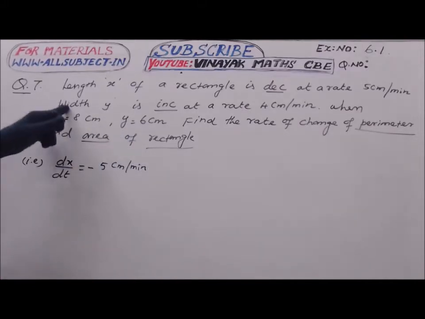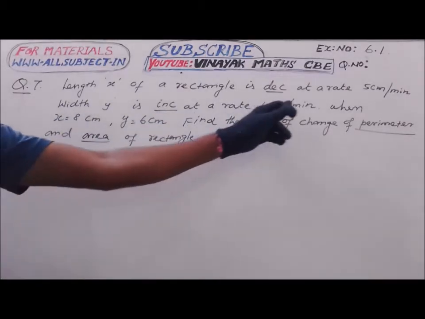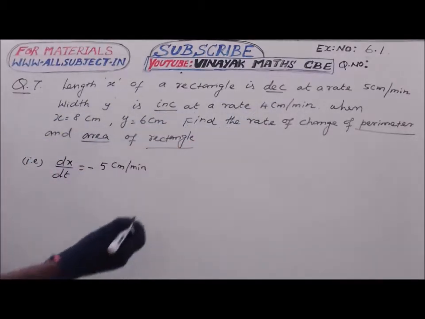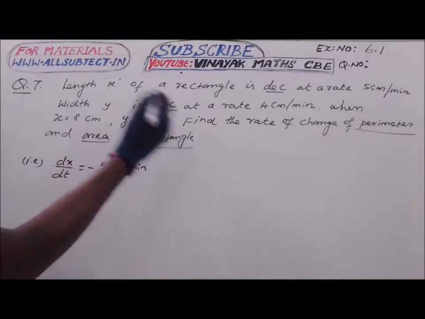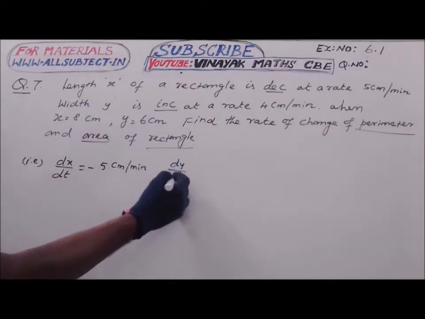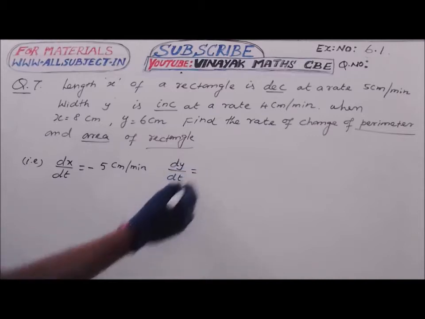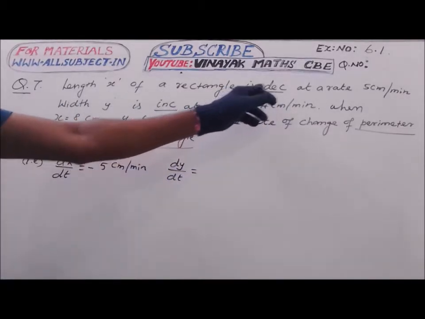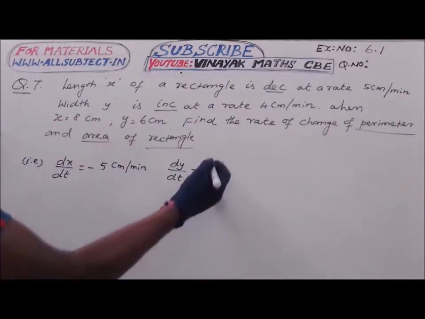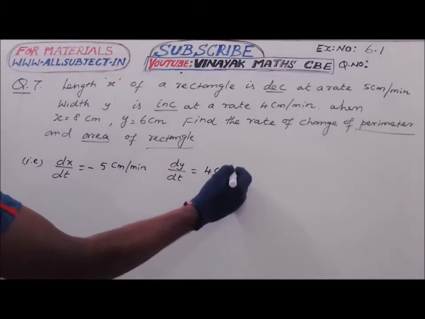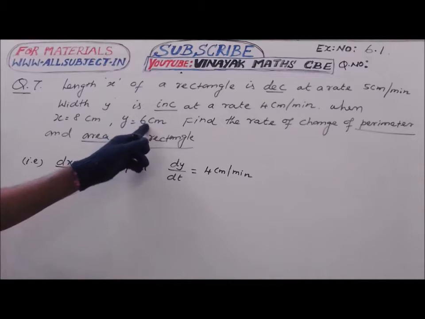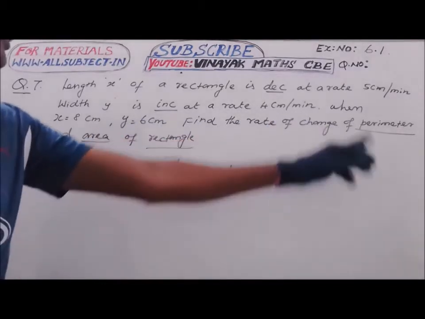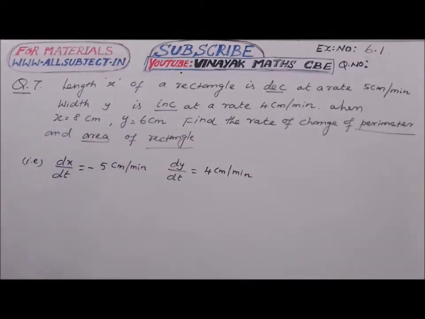And then width y is increasing at the rate of 4 cm per minute, that is dy by dt with respect to time, which is equal to, increasing means we should take it as a positive quantity, 4 cm per minute. And when x is equal to 8, y equal to 6, find the rate of change of the perimeter and the area of the rectangle.